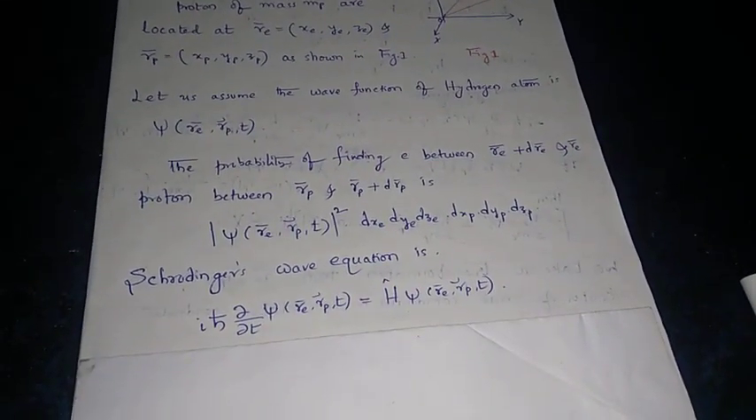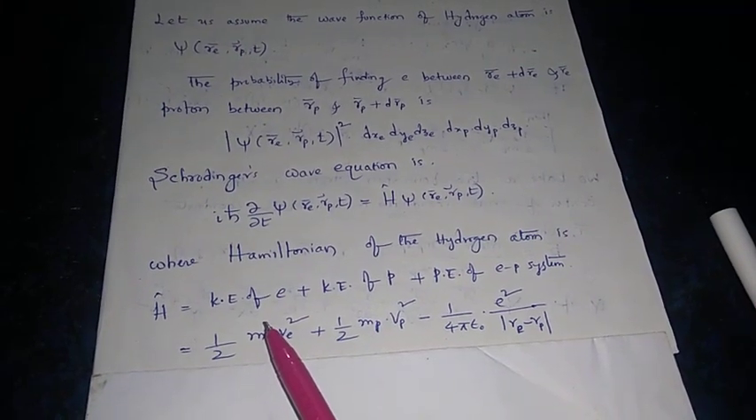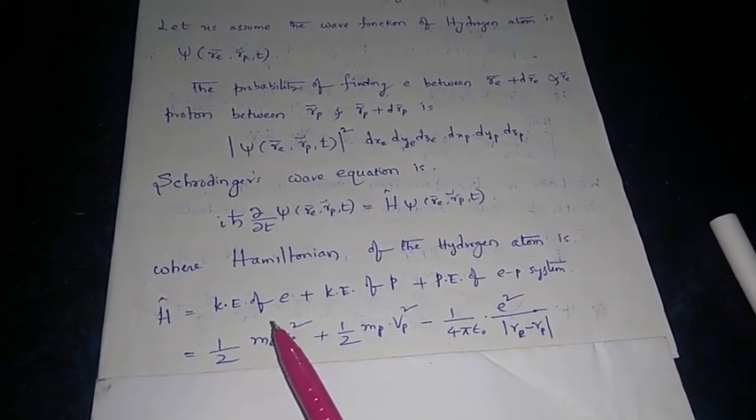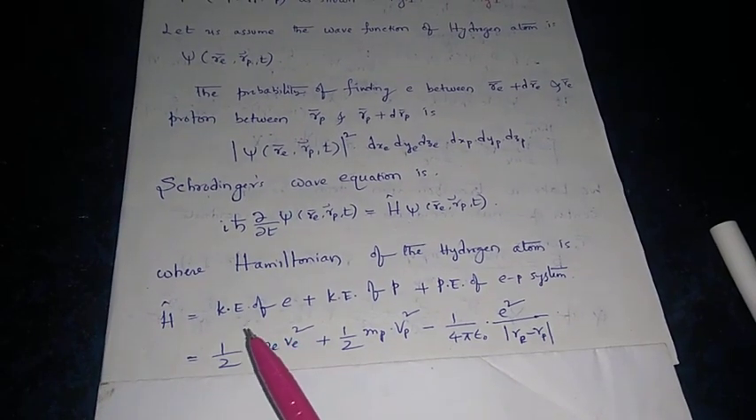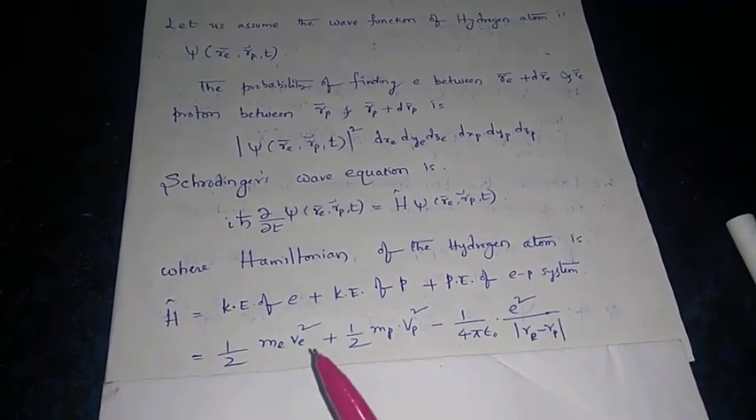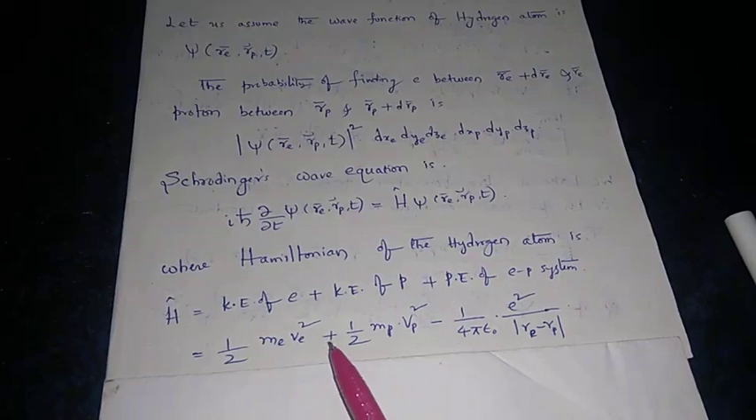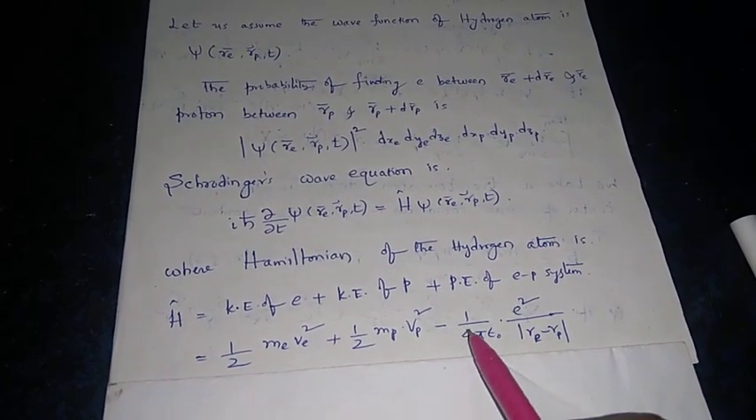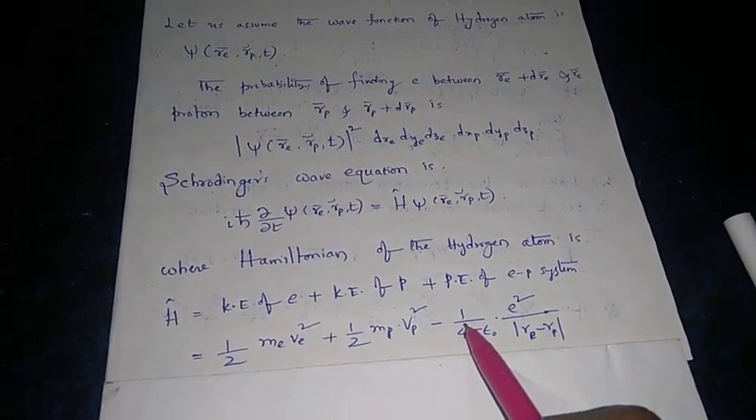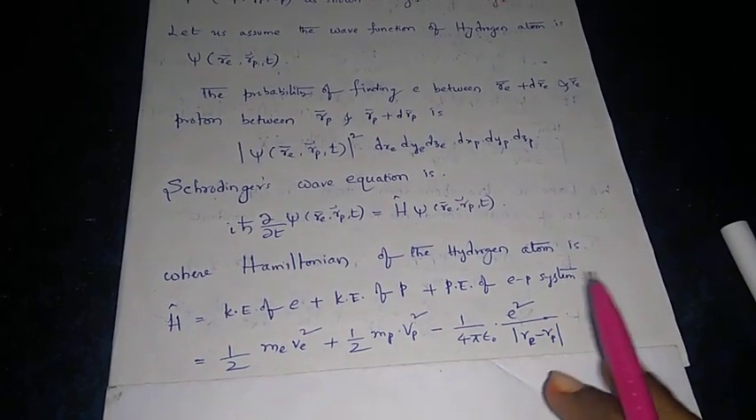Then the Schrodinger equation for the system can be written as i h-bar del by del t of psi equals H psi, where this H is actually the total energy of the system, the Hamiltonian operator of the system. We can write it as the summation of the kinetic energy of the electron and the kinetic energy of the proton, and we can also write down the term for the potential energy of the system as this.